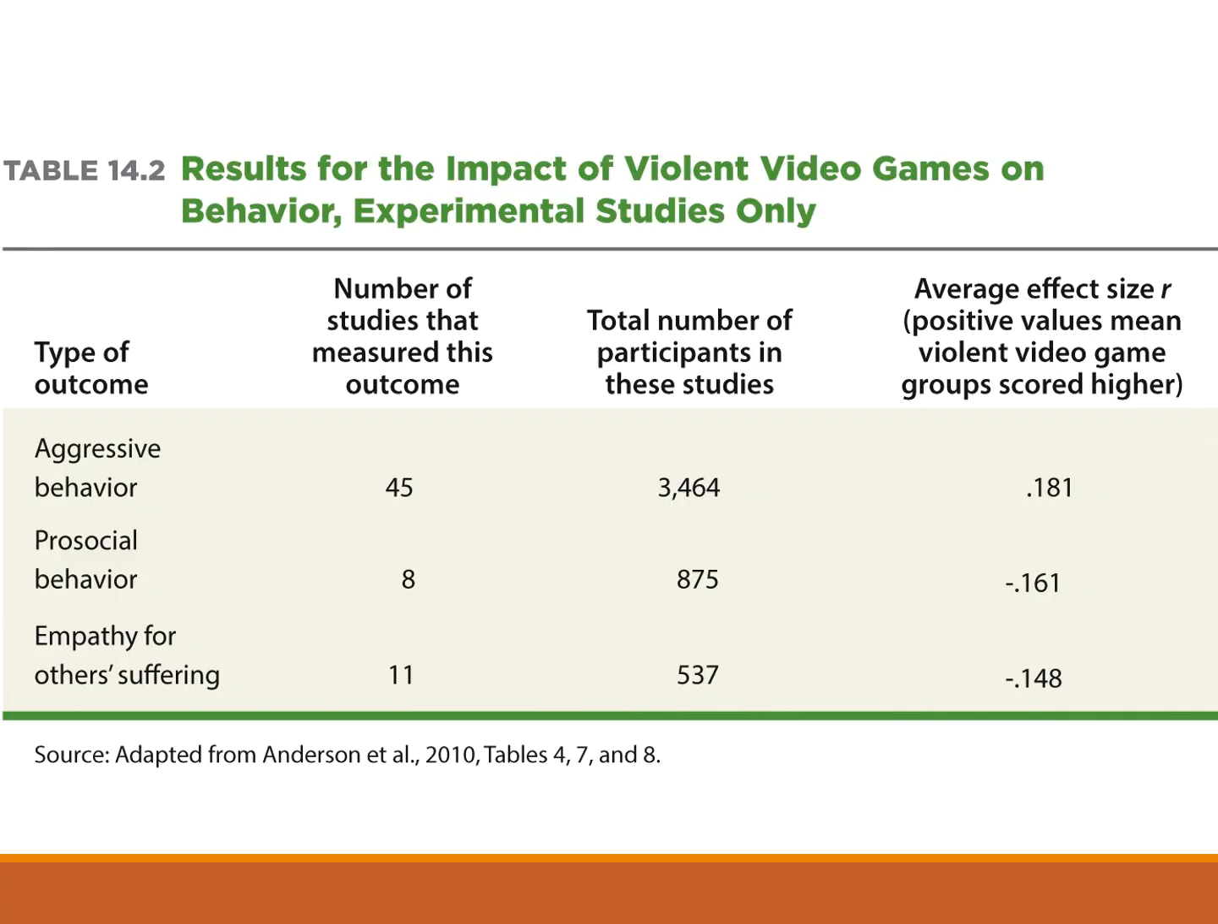So we can also look at this as replications, in other words, different people or the same people running similar studies. And this is an example of looking at a broad set of studies. So this is looking at the results of the impact of violent video games on behavior, experimental studies only. So this is where people are brought into a lab, are exposed to either a violent or non-violent video game, and then their aggressive behaviors, pro-social behaviors, or empathy for others suffering is measured. And what we generally find is a trend.